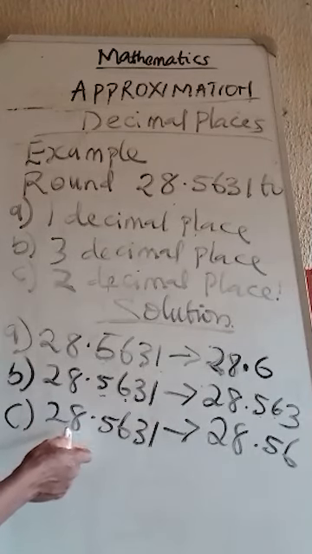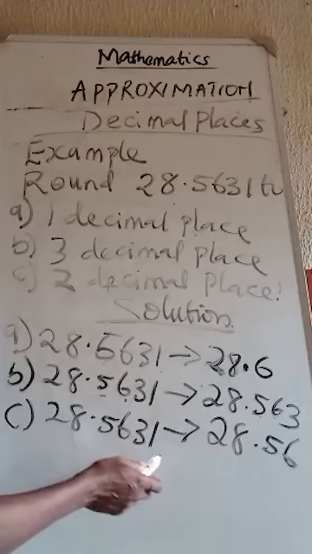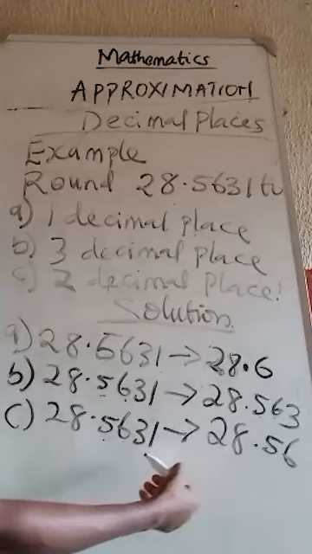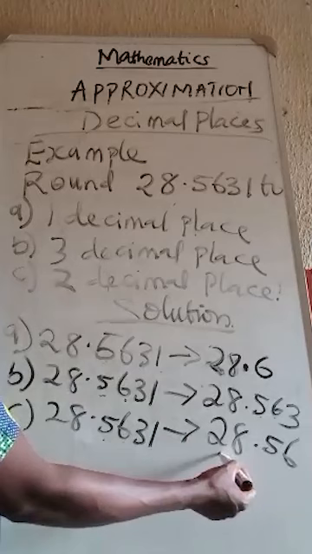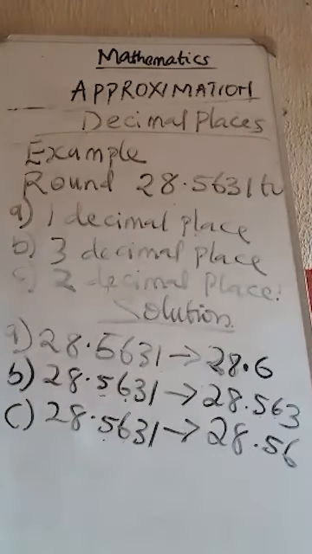Then the C part, two decimal places, 28.56, because only 5 and 6. The 3 is not up to 5, so we have 28.56. That will be all.